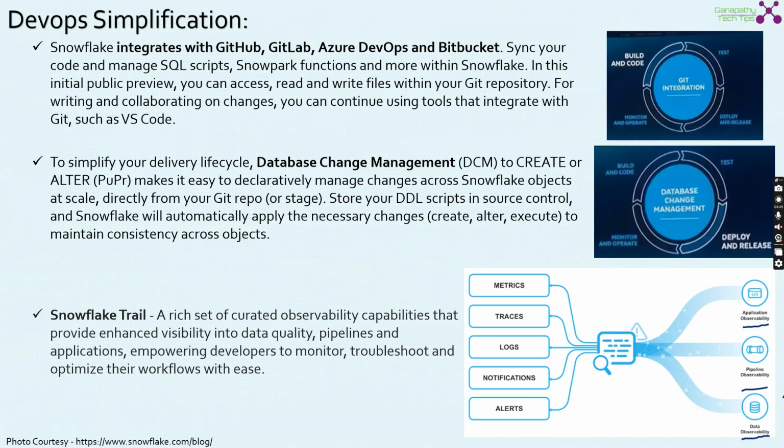For all these sorts of observability problems, Snowflake trail is a single stop solution, which is the rich set of curated observability capabilities that provides an enhanced visibility into the data quality, pipelines and applications, empowering developers to monitor and troubleshoot and optimize their workflows with ease.